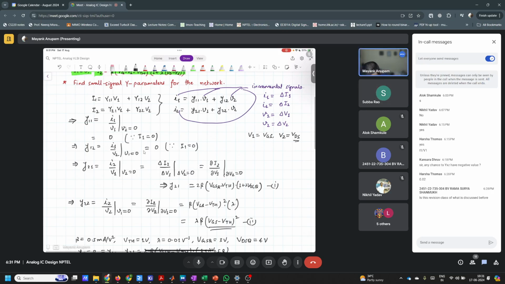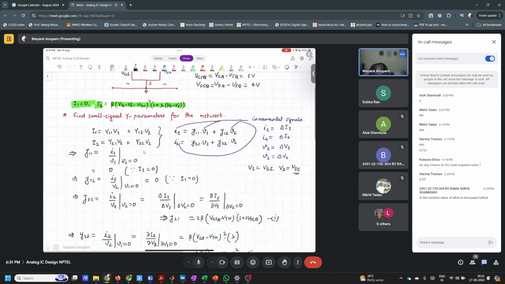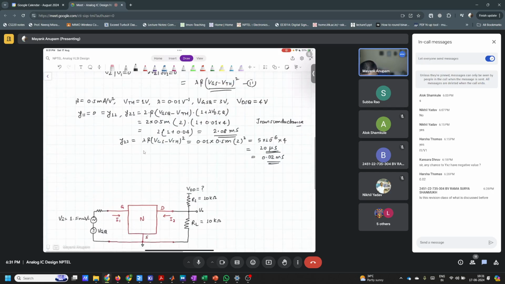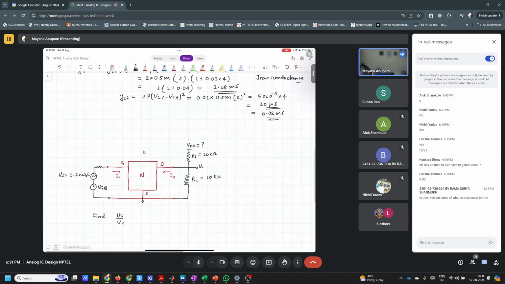See, Y11 is actually what? It is dou F1 by dou V1. You're correct. This is Y11. So what is meant there is, what is f of v1, v2? It is basically I1 only, right? Yes, sir.